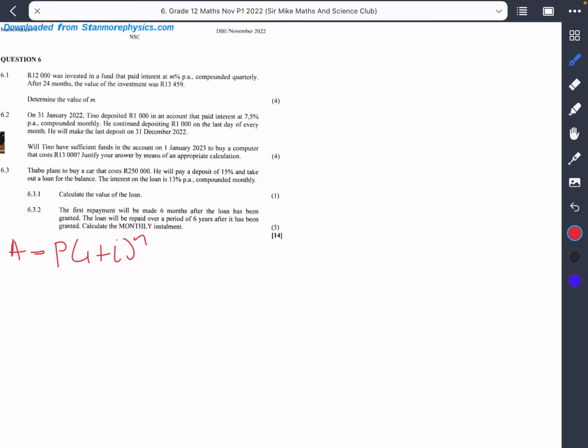So they said that 12,000 was invested in a fund that paid interest at M% per annum, compounded quarterly. Immediately after we hear that word compounded, we would know that we are going to use our compound interest formula, which says that A is equal to P(1 + i) to the power n. They said that after 24 months, the value of the investment was 13,459 rand.